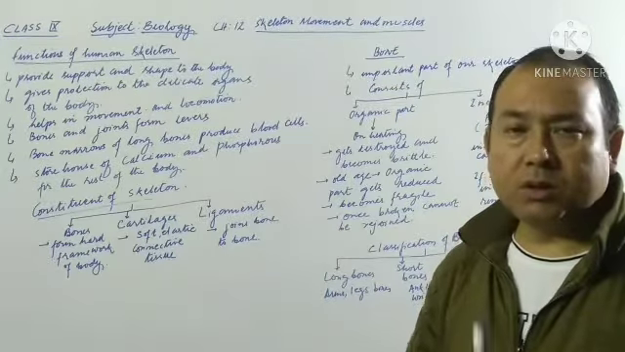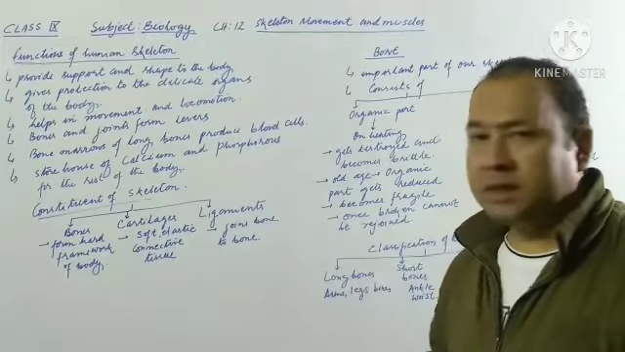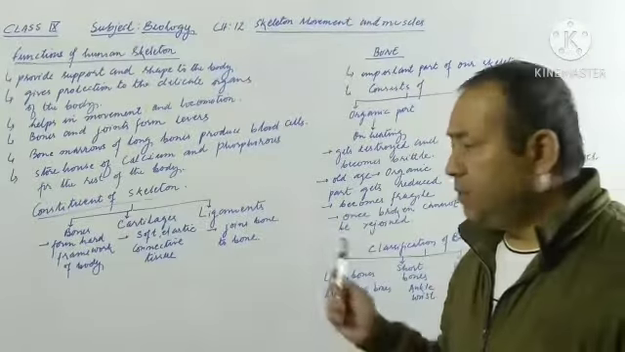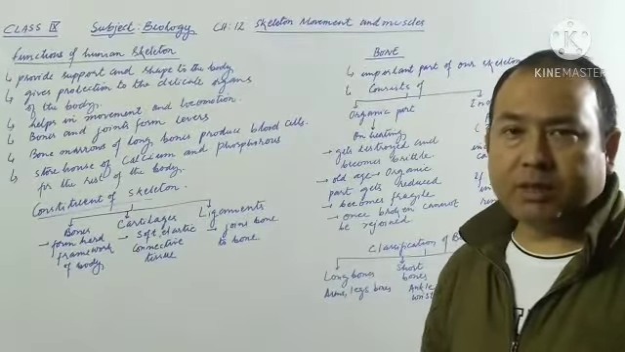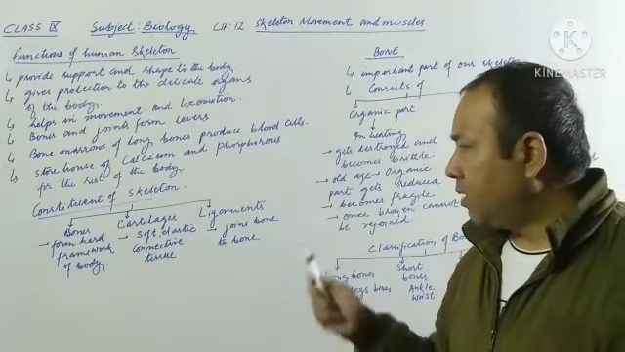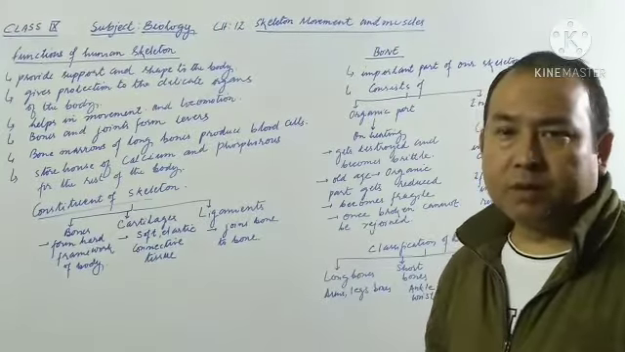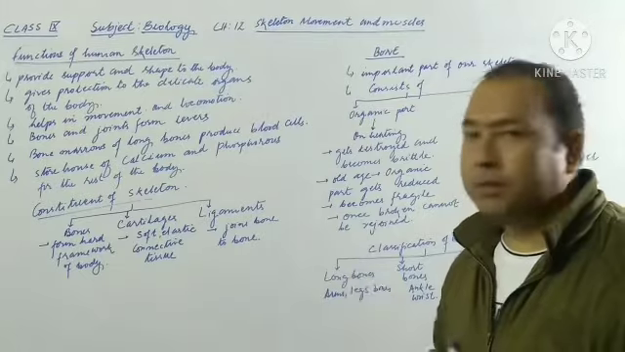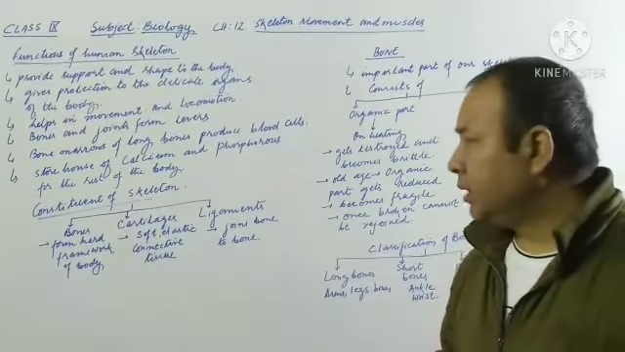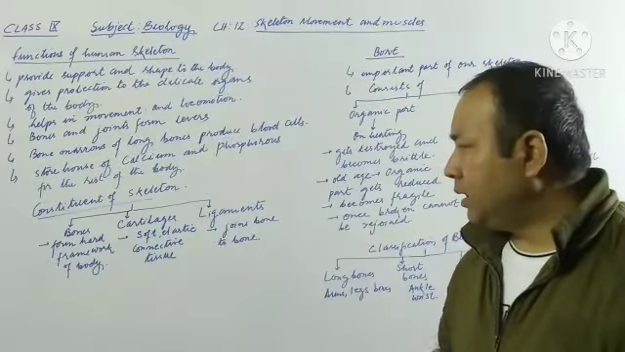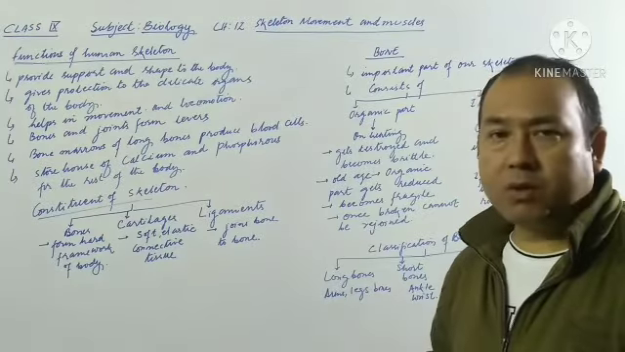Number one, bones, followed by cartilage, and then ligament. This name you might have heard in the chapter on animal tissue. They are all connective tissues: bone connective tissue, cartilage connective tissue, ligament connective tissue. Bones form the hard framework of the body.